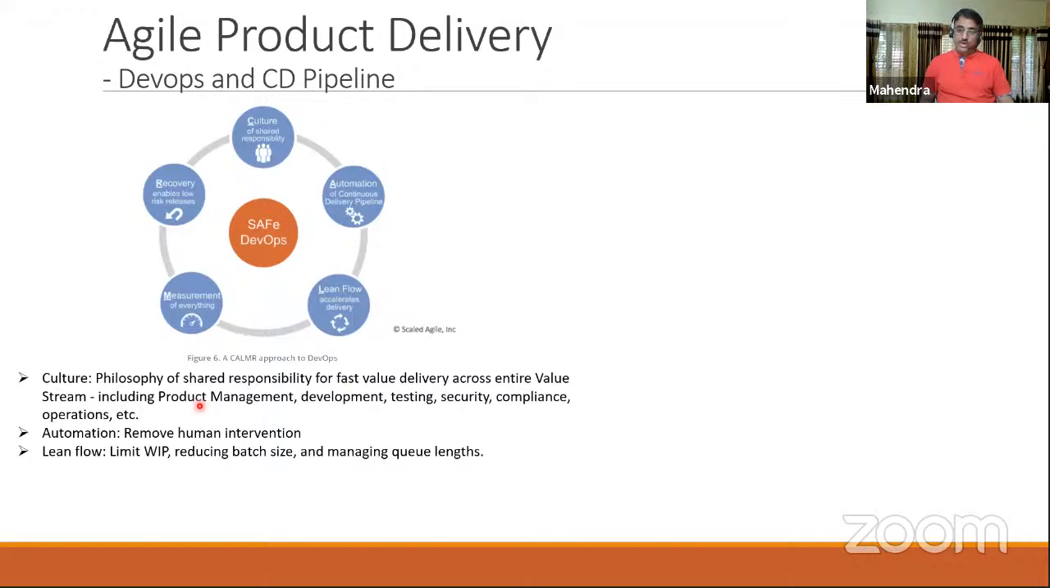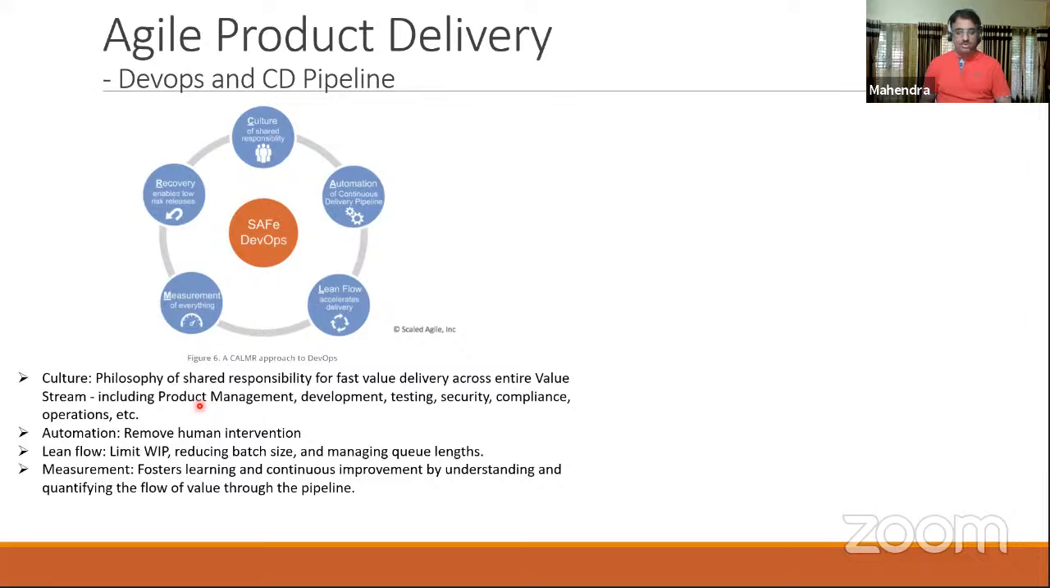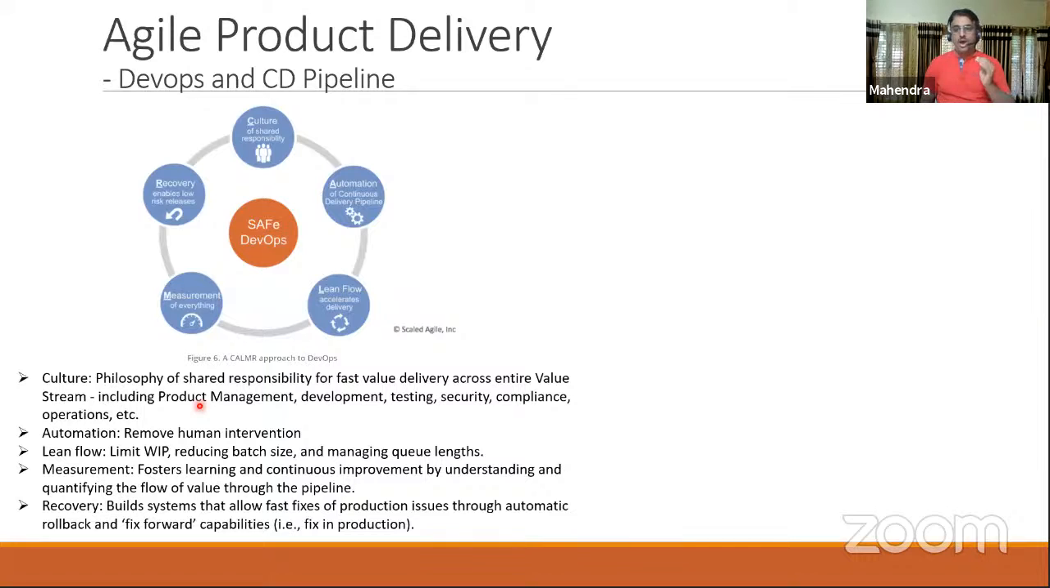Lean flow. It is very important to limit your work in progress, reduce batches and manage the queue length so that there's a flow in the entire system. And you need to measure. Everything needs to be measured, and that is what feeds into your continuous improvement. And how do you go about recovery? So these are the five core aspects of DevOps.